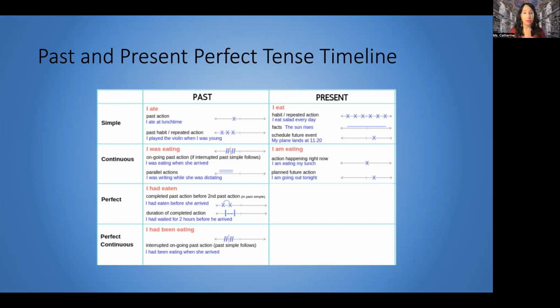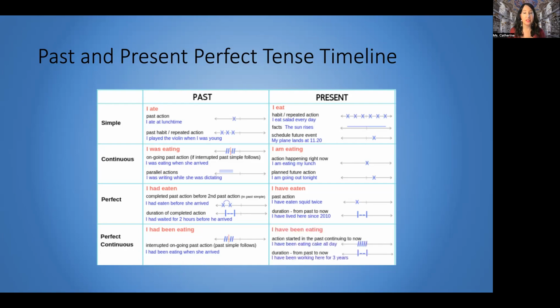Present perfect example would be I have eaten. Present perfect could be a past action. For example, I have eaten squid twice. Present perfect could also be a duration from the past to now. For example, I have lived here since 2010.